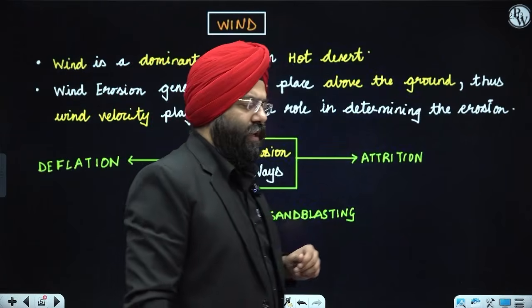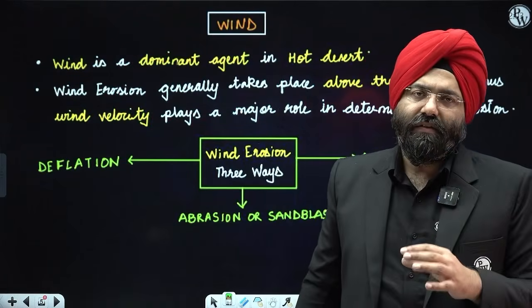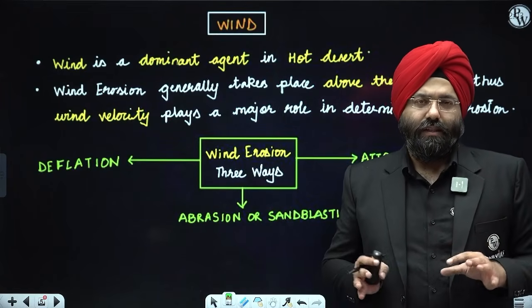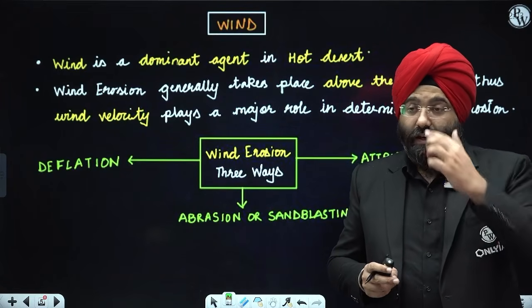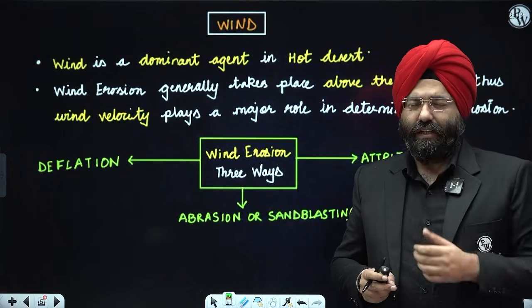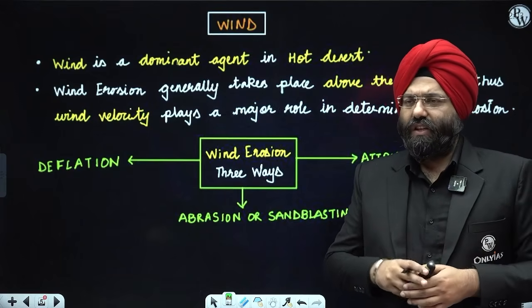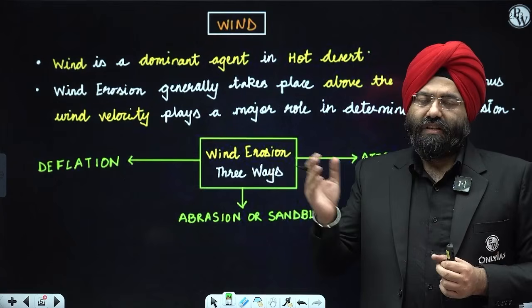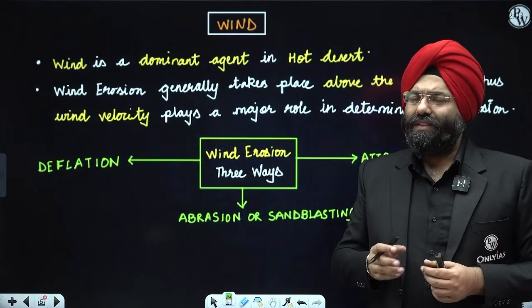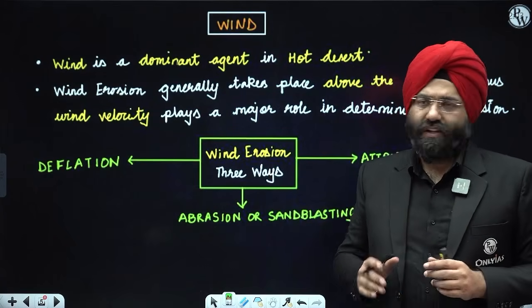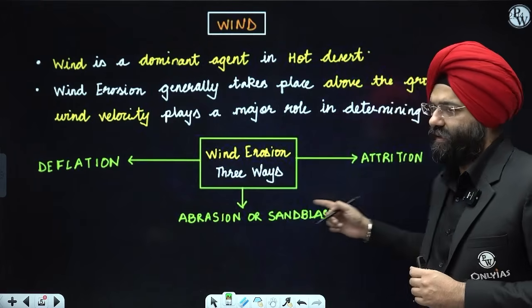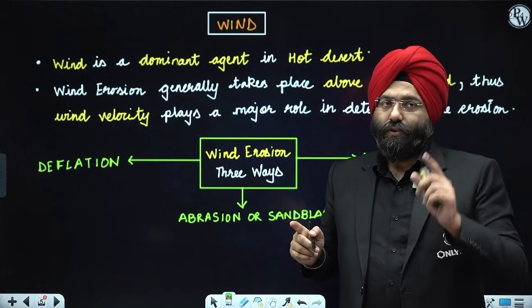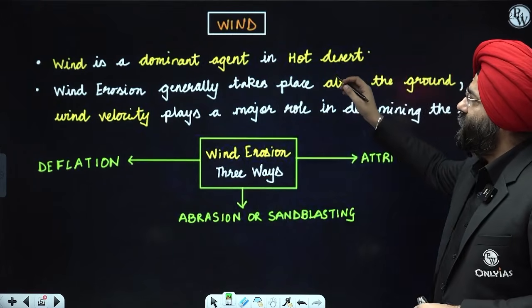Now, wind. You know that very well, wind is a very dominant agent when it comes to hot desert. Now the question will arise: in hot desert, obviously, temperature variations there, winds are blowing, they might be eroding certain rocks that are present there. But how, sir? There are multiple processes through which they do. That is why I have mentioned all these three processes or ways. So first of all, wind is a dominant agent in the hot desert.